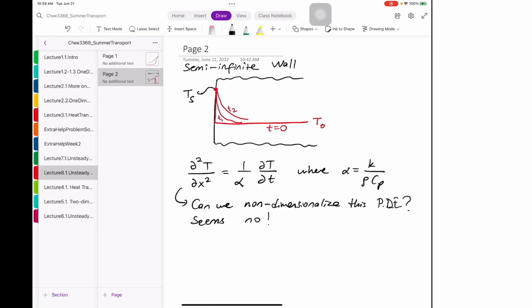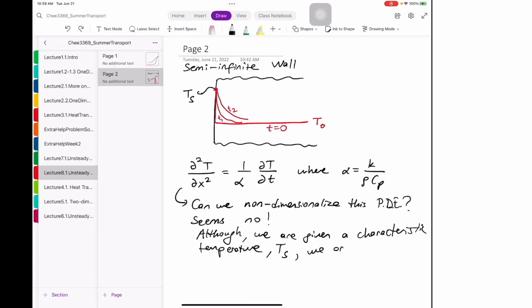Because although we are given a characteristic temperature, which is Ts, we do not have any characteristic length or time. We do not have any characteristic length or time. Think about it for a moment.